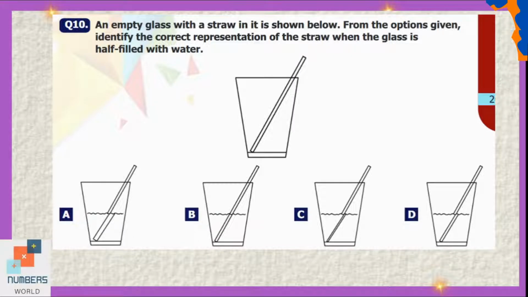If we look at option B and D, there is no change in the size of the straws. So we can't select these two options. In option C, the straw has become a bit thinner, but according to the rule of refraction of light, the straw should look broken and a bit thicker. So option A is the correct one.